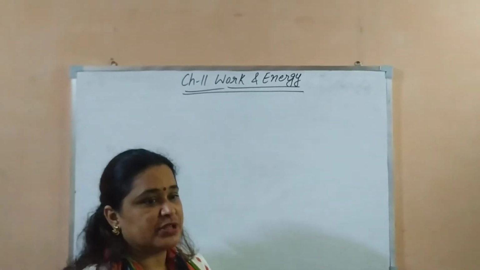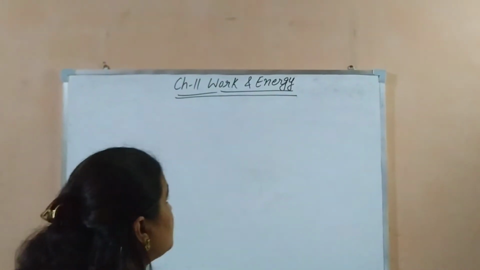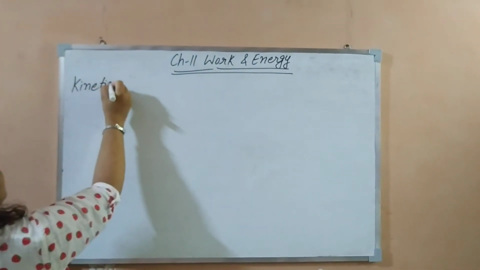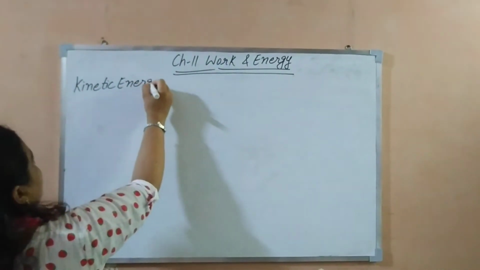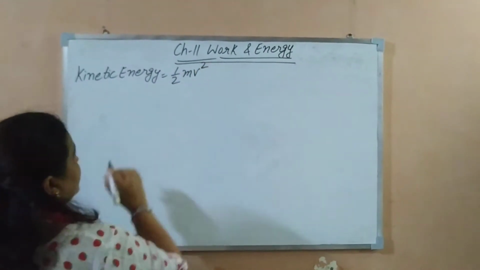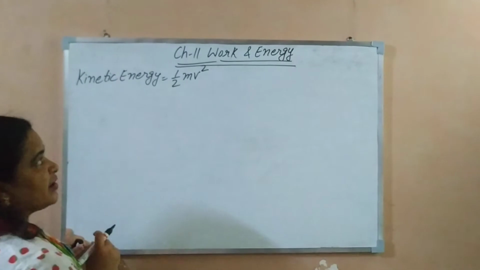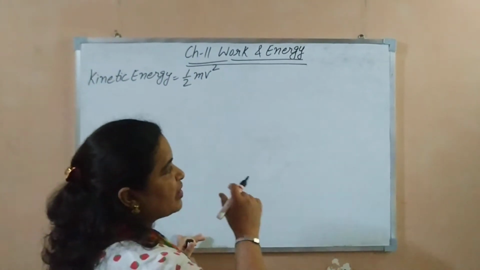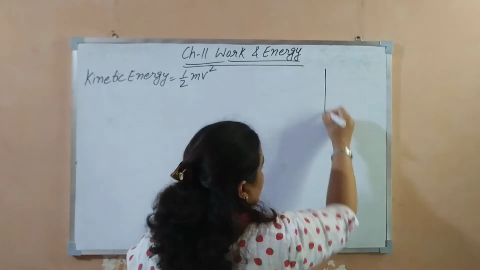Let's recall the formula that we have done related to kinetic energy. We have done that kinetic energy is given by the formula half mv square, where m is the mass of the object and v is the velocity or the speed with which the body is moving. How have we arrived at it? Let us recall that.